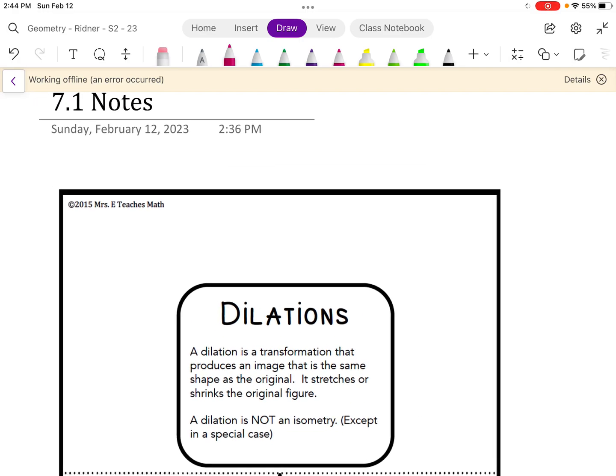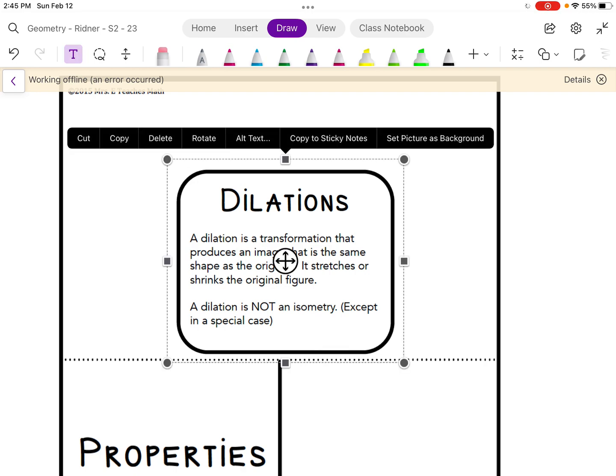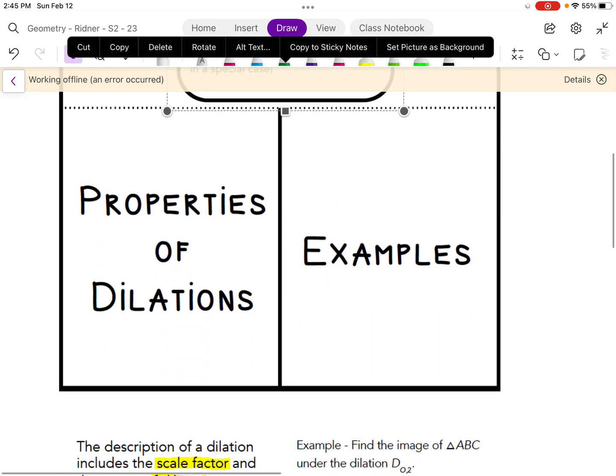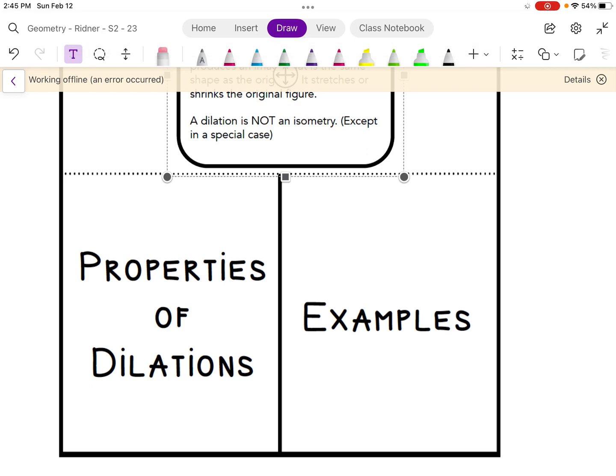7.1 or 7-1 is all about dilations. Make sure to pick up one of these little sheets of paper that is in the notes and glue that in your notebook, as well as the foldable. You will fold along the dotted line. You will want to cut this line right here.